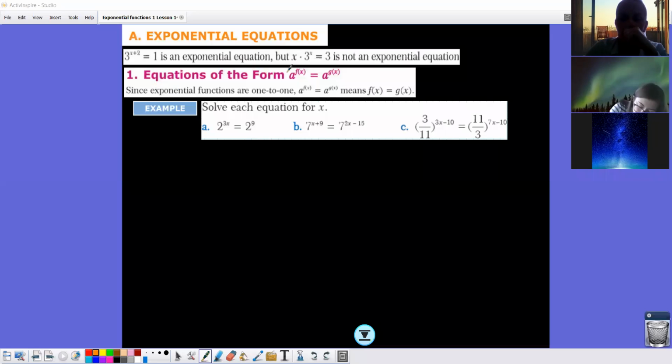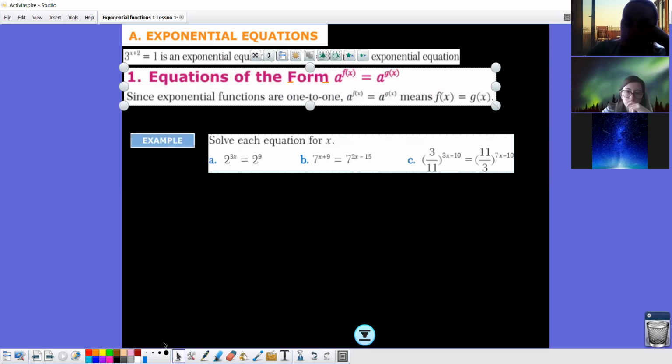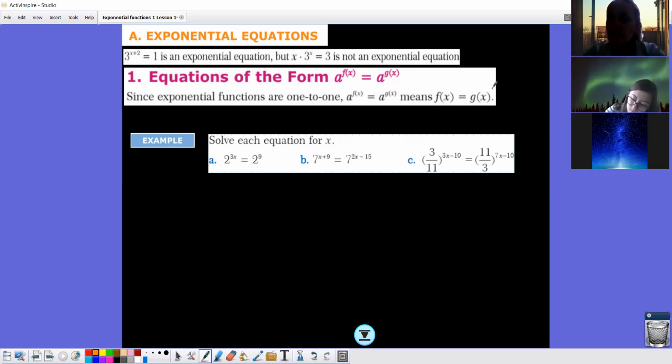equations of the form a to the power of f of x is equal to a to the power of g of x. What you understand from this? The bases are same, the powers are different. In this case, if the bases are same, the powers different, directly you're taking the powers, as you can see here. Since exponential functions are one-to-one, a to the power of f of x is equal to a to the power of g of x means f of x is equal to g of x. If the bases are same, the powers have to be same. So in this case, directly you are taking the powers as equal, and then you will solve the equation.